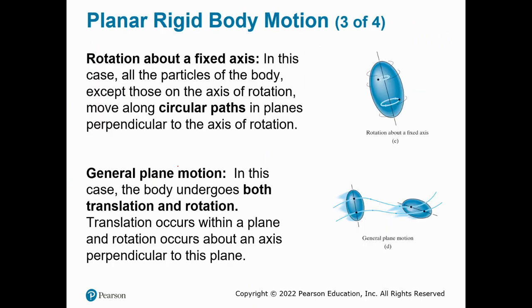If I'm rotating about a fixed axis, in this case, all the particles of the body, except those on the axis of rotation, move along circular paths in planes perpendicular to the axis of rotation. General plane motion, in this case, is a combination of translational motion and rotational motion. Translation occurs within a plane and rotation occurs about an axis perpendicular to this plane.